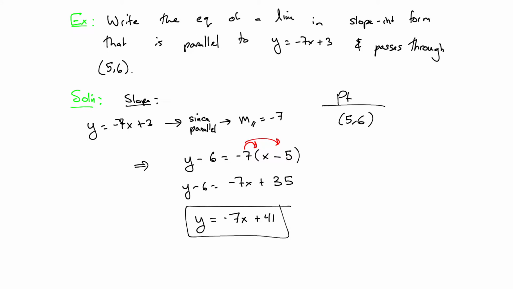And for the record, you are totally more than welcome to use slope-intercept form and find the b by plugging in this point. That's going to be just as fine.